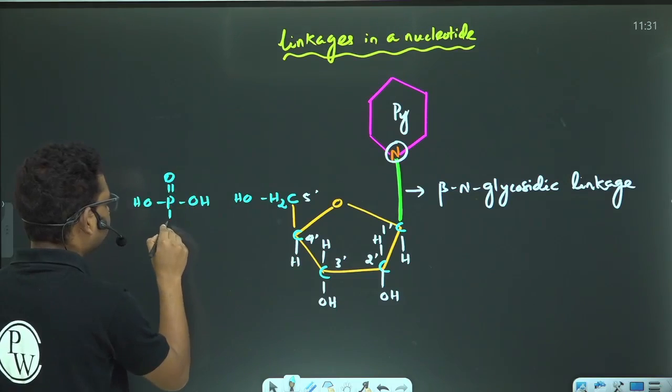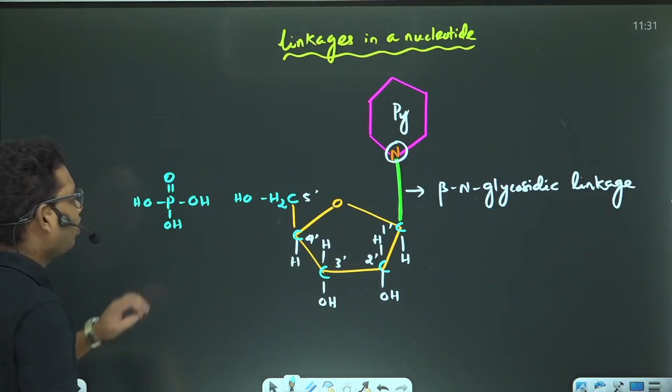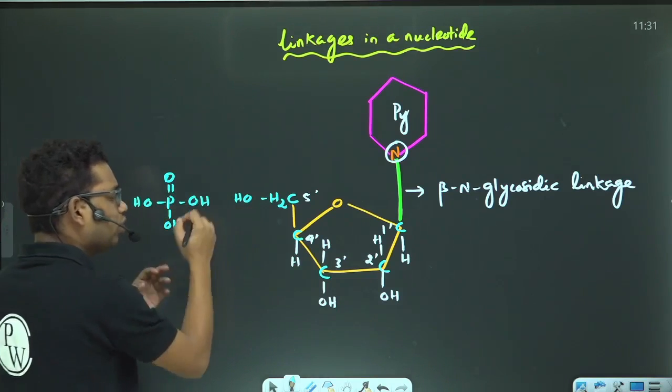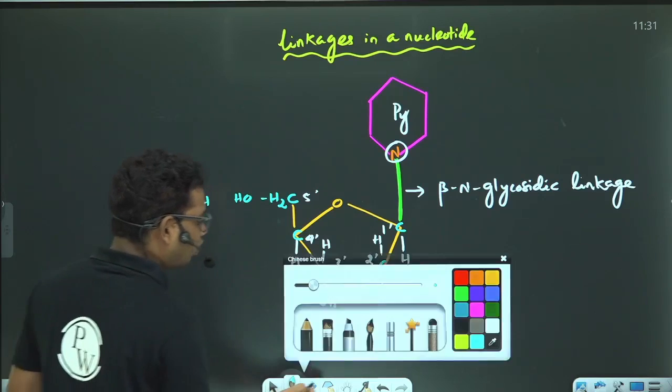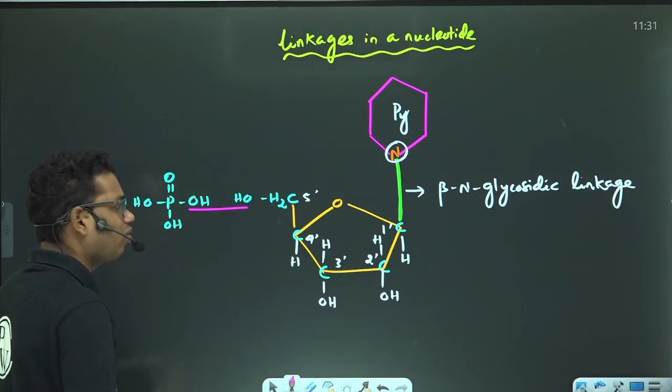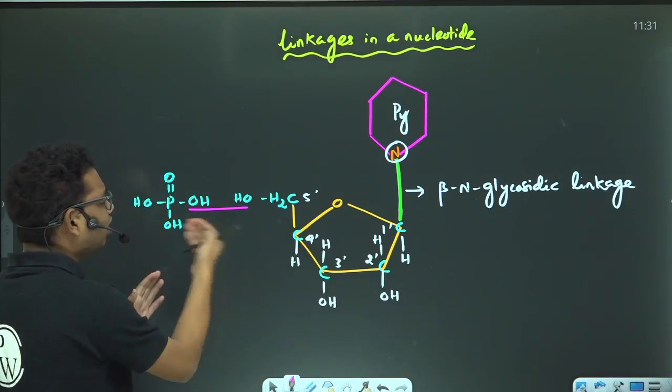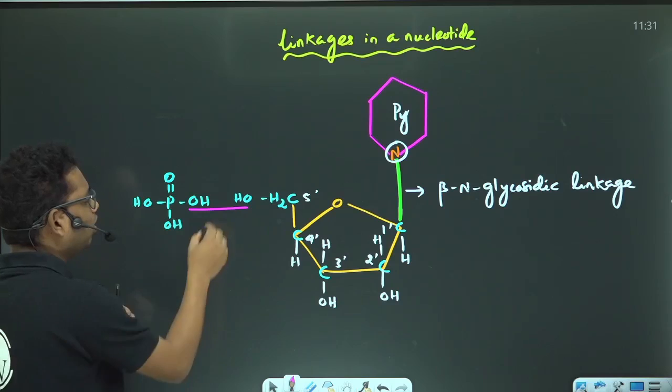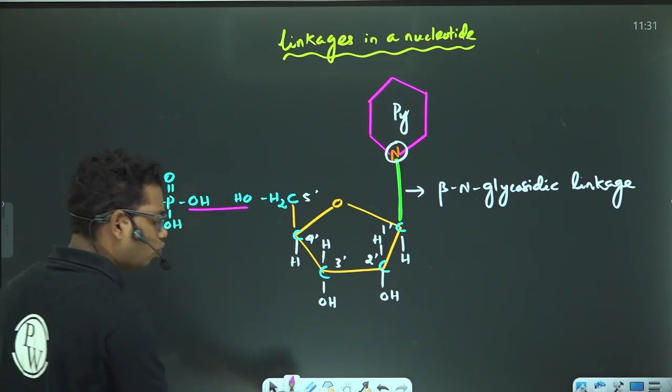This is the phosphate. Now these two OH groups will interact with each other, and when they interact, H2O will get removed. When the H2O gets removed, one bond will be formed. So what will be the bond?